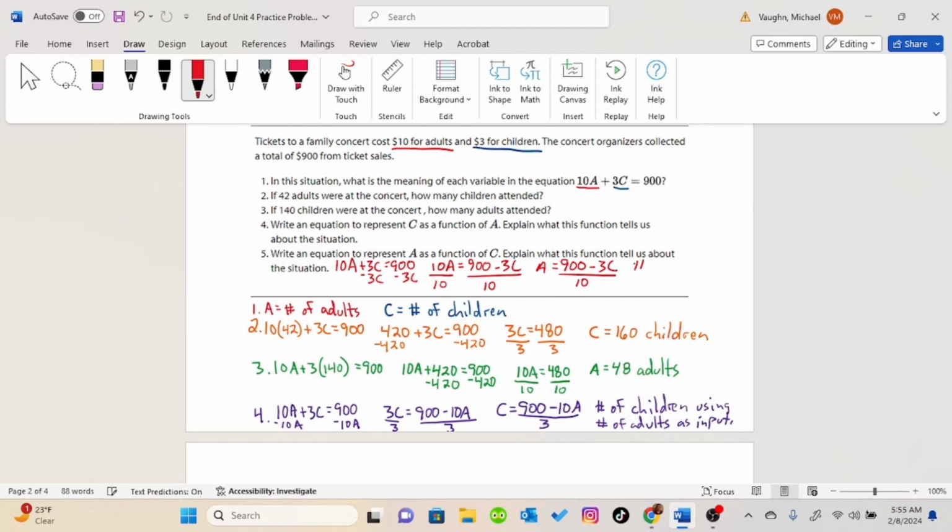This tells us the number of adults using the number of children as input. So these are inverse functions. Number 4 tells us the number of children using the number of adults as the input. Number 5 tells us the number of adults using the number of children as the input.